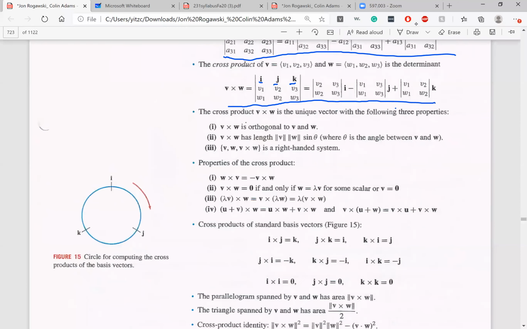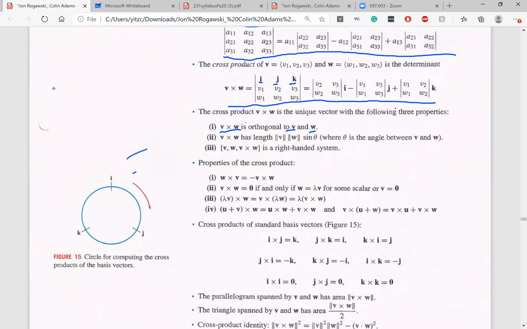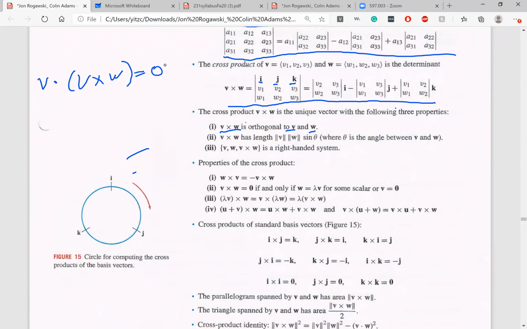Then V cross W is orthogonal to V and W. Like we saw, we look at the dot product of V dotted with V cross W, and we got that this is equal to 0. The most important formula from this section, I think, is this: the magnitude of V cross W is the magnitude of V times the magnitude of W times sine of theta. And like we said, the cross product represents sine with vectors, and the dot product represents cosine.